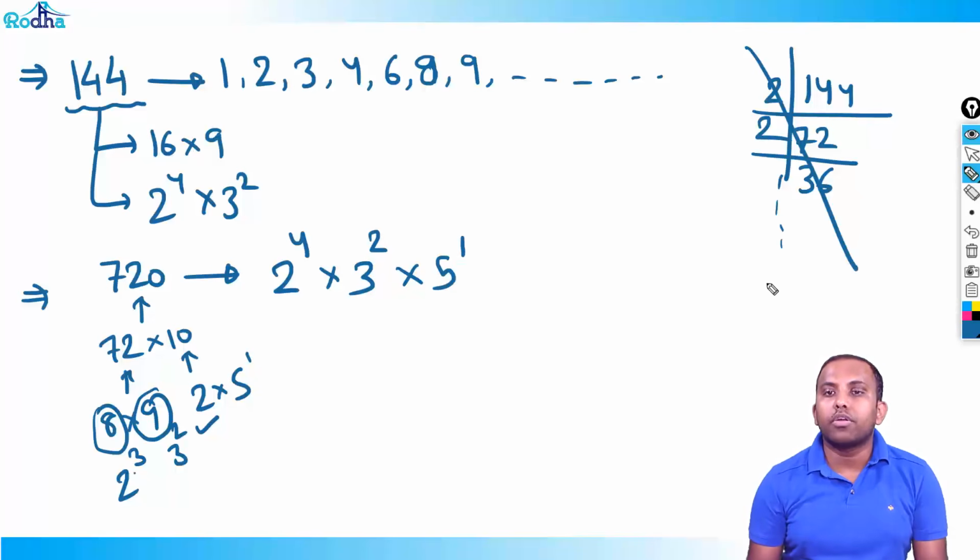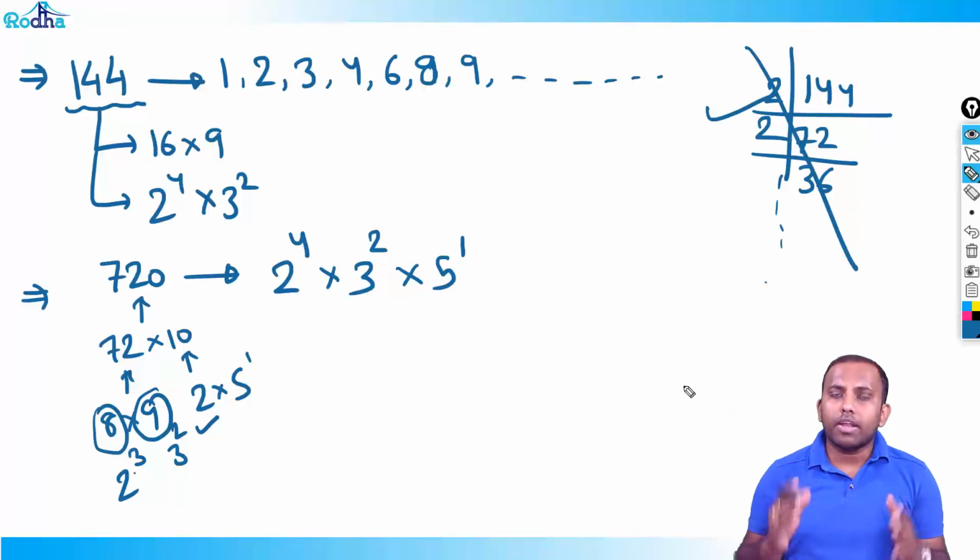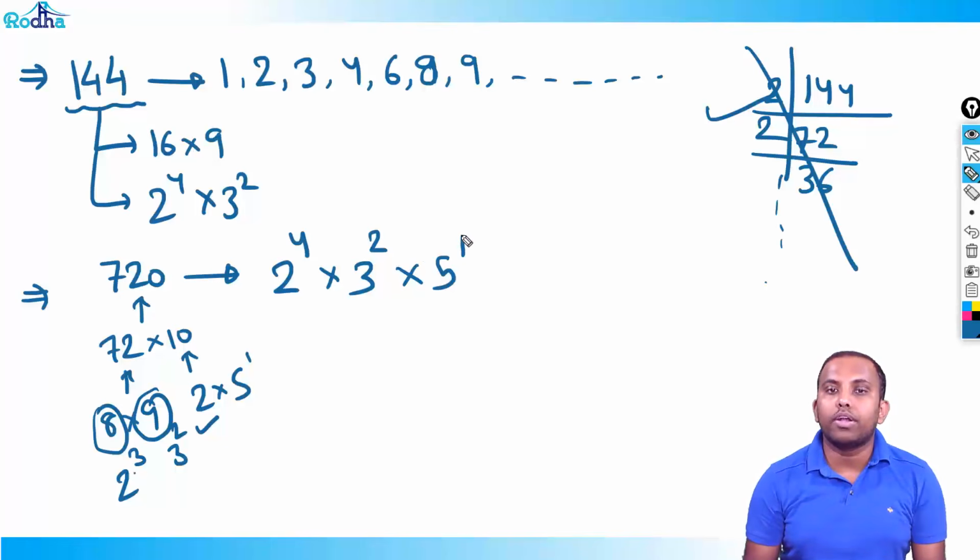If we had written 720 like this in a table and then solved it, that would waste a lot of time. Just try to improve mentally. Even if you don't do it the first time, keep doing it. So 720 is 2 raised to 4 into 3 square into 5 raised to 1, in terms of prime bases.